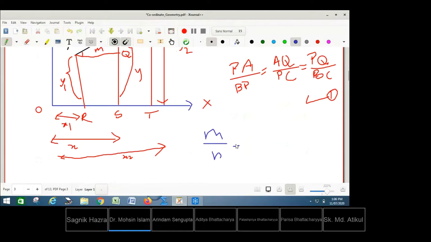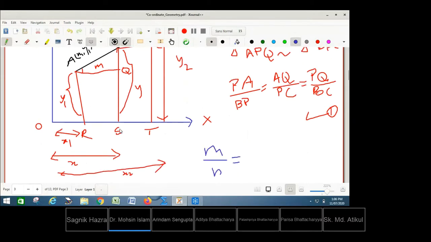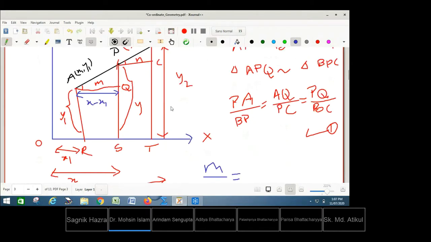And what is your AQ by PC? Look at that. What is your AQ? This is your AQ. So AQ is nothing but X minus X1. And what is your PC?